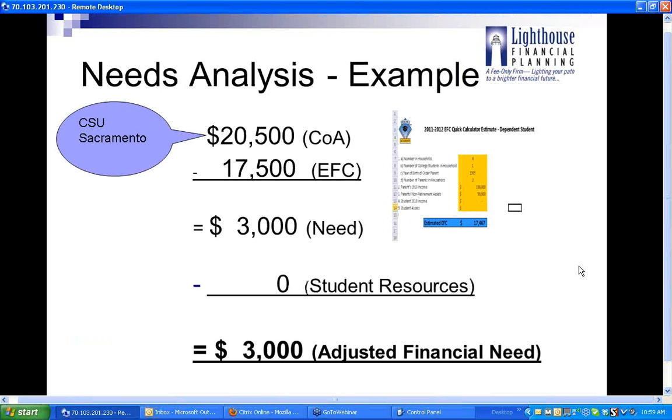For our needs analysis calculation, we have an example. This is the Smith family again. We've got Dixie, and she just wanted to attend CSU Sacramento. So the cost of attendance is going to be $20,500. The expected family contribution, as we saw just a moment ago, $17,500, which gives us a need of $3,000. Now, Dixie, we have a grandparent-owned 529, not working, no other types of accounts, so this comes down to the adjusted financial need. And we can see through our example that the family is a type 2.